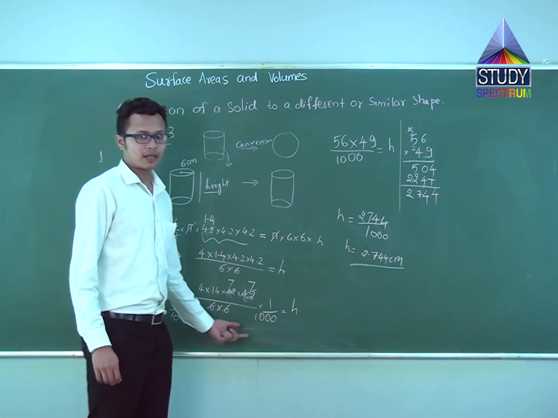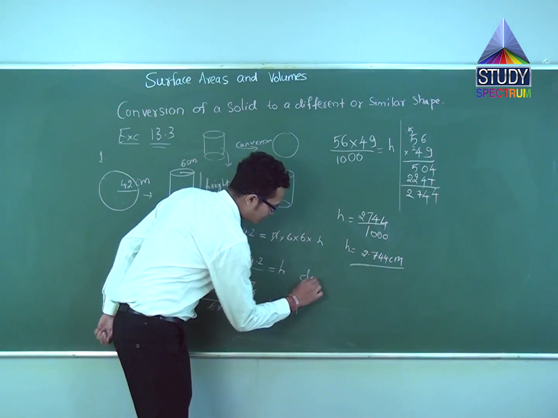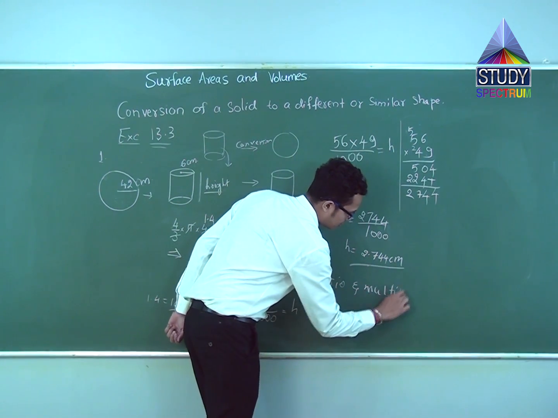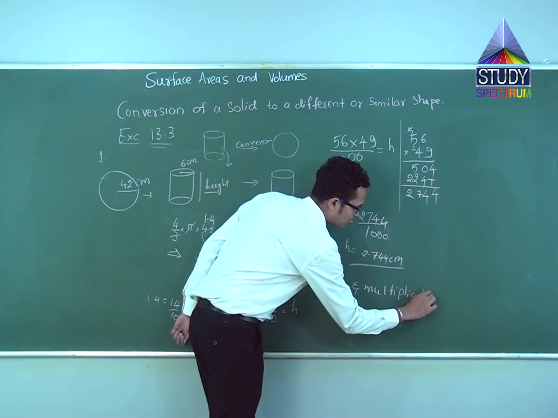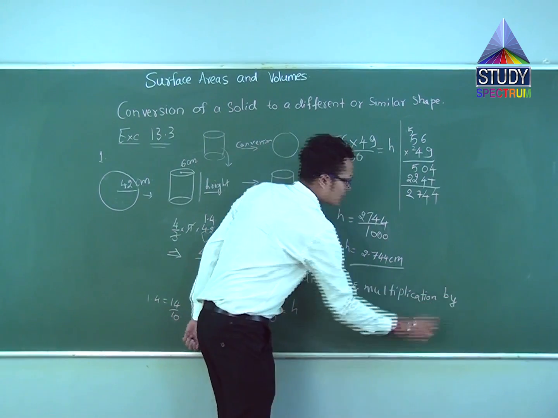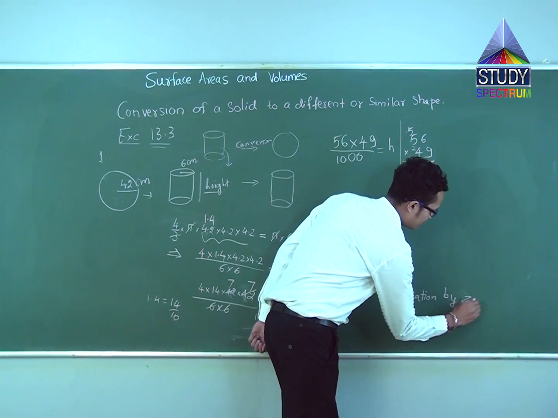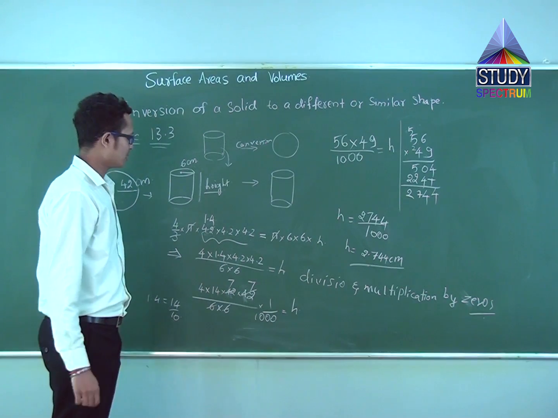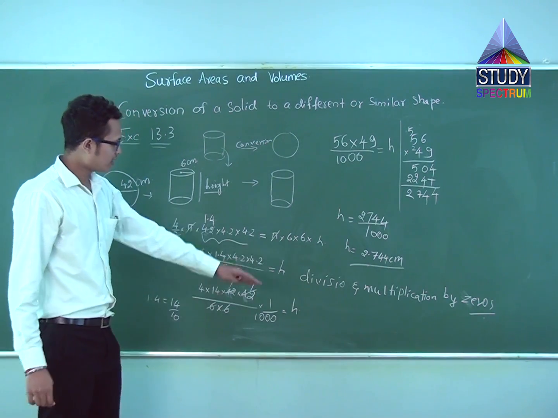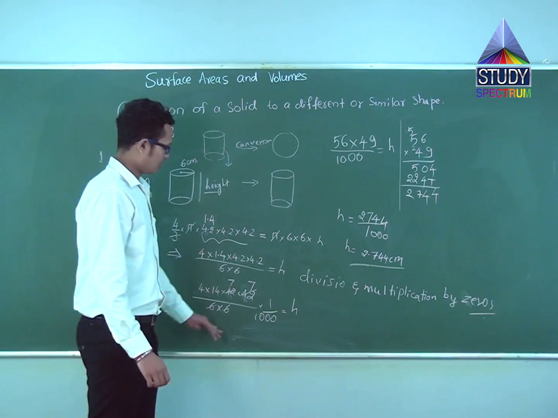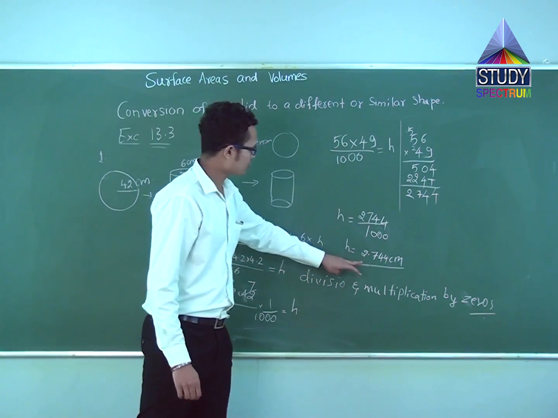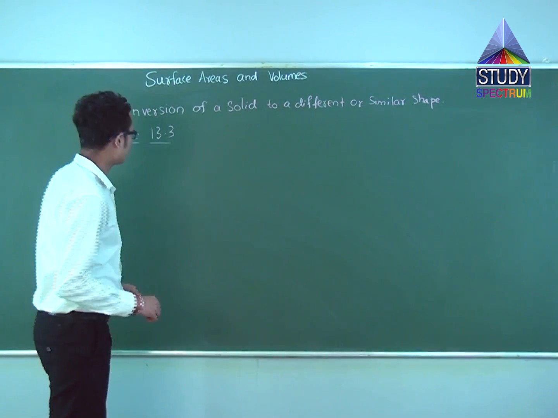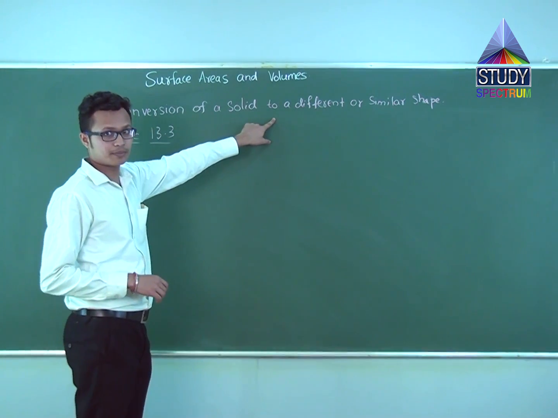Always division and multiplication by 1000 and zeros is easy. Always try to bring in as many zeros as possible, either in the numerator or the denominator. If you do that, your work becomes easy. That's how you solve it. Simplify it and you get the height as 2.744 centimeters. That was solving problems on conversion of a solid to a different or similar shape.